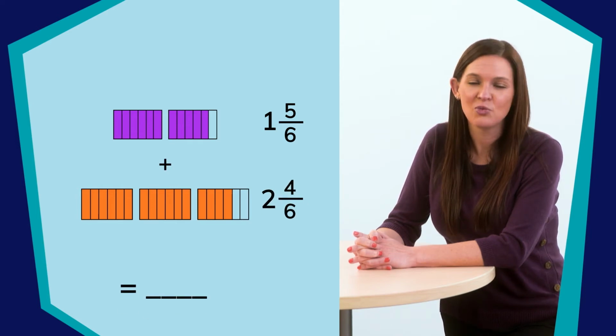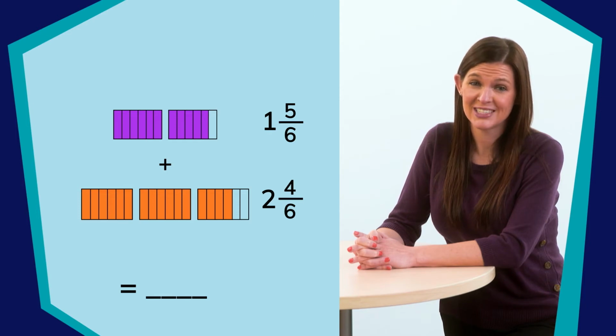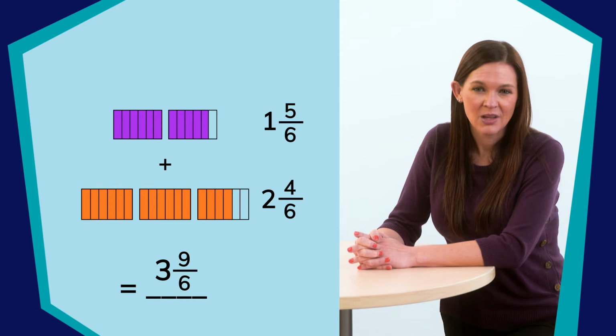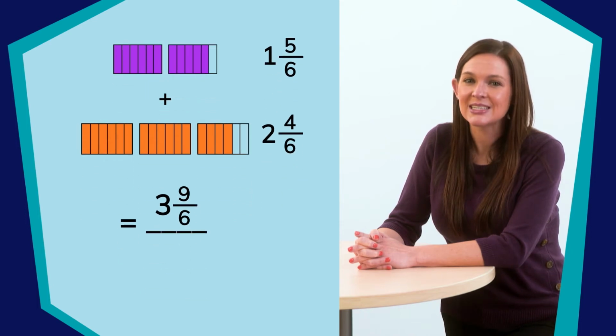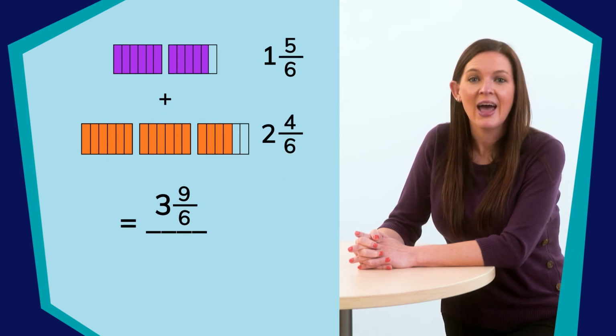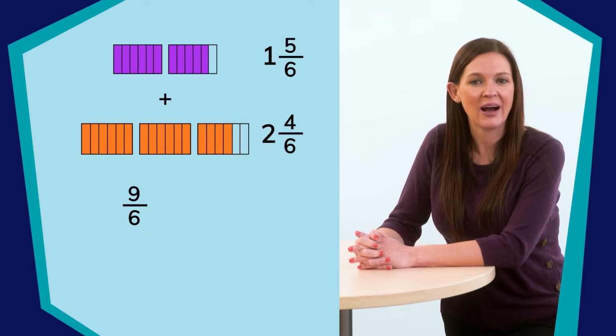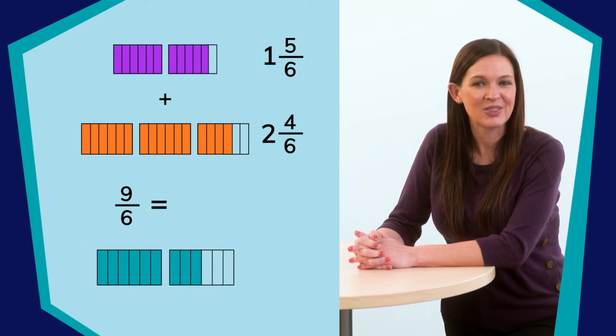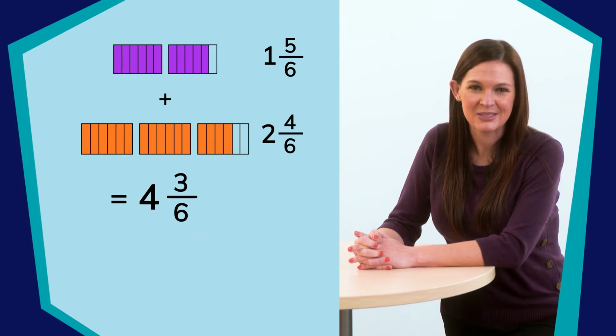What's the sum of 1 5/6 and 2 4/6? 3 9/6. We can see that 9/6 is a fraction greater than 1. And if I draw that out, we would have 1 3/6. So the actual sum is 4 3/6.